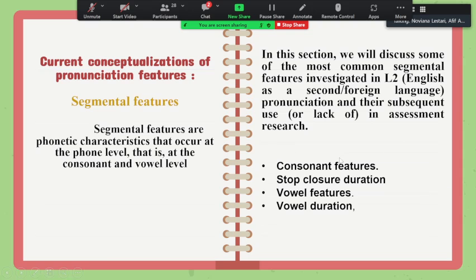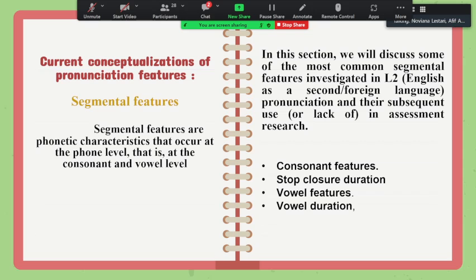Then we have vowel duration. Though not as common as vowel space and formants, it is measured to identify and evaluate second language speakers' oral production. Researchers have measured vowels in English and proposed a set range for its monophthongs and diphthongs, which made it easier for deviation to be detected.